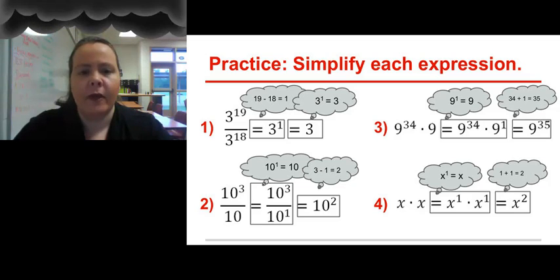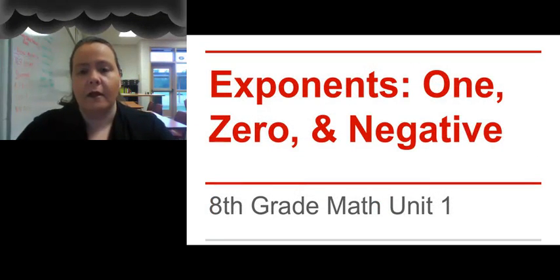In problem number 3, we have 9 to the 34th times 9. You think of that 9 as 9 to the first power, and then we're going to add that 34 plus 1, and we get 9 to the 35th. Now, looking at problem number 4, we have x times x. And if you'll think of each of those x's as x to the first power, so we have x to the first times x to the first, and that's a 1 plus 1, so that gives us x squared.